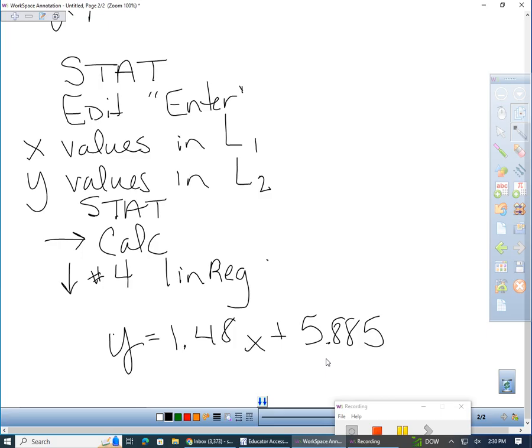Right, exactly. And if the calculator can do it, it's going to save you all that work. You said it was a lot of work the other way. This is just hitting some buttons, right?